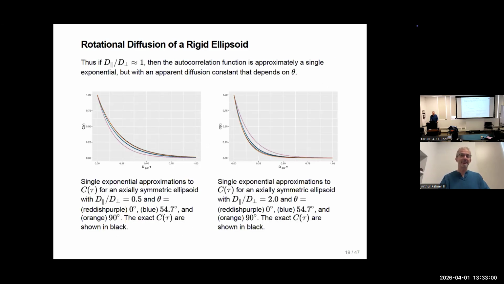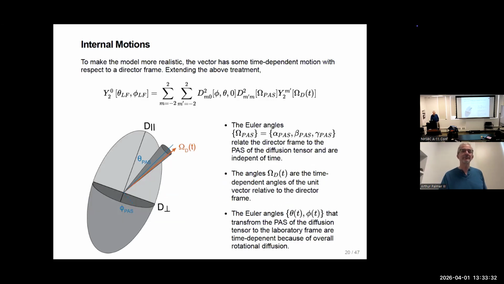You can read his paper, but here's just some example calculations for different degrees of asymmetry and different orientations in the molecule. And the approximation for moderate asymmetries is extremely good. So we in fact use this approximation a lot, just because it's much simpler to deal with a single exponential rather than 3 exponentials or 5 exponentials. So that's overall rotation.